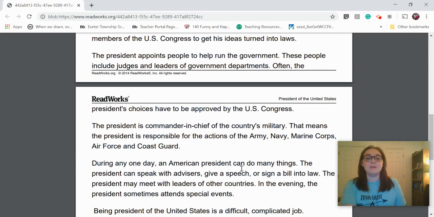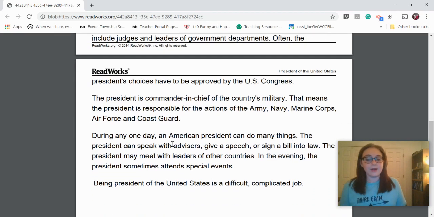The president is commander-in-chief of the country's military. That means the president is responsible for the actions of the Army, Navy, Marine Corps, Air Force, and Coast Guard. So obviously, he is not currently fighting in the military. Now, some presidents have fought in the military as well. However, he is obviously in the White House, but he is responsible for telling them what to do. So he's the one who tells them if they need to go somewhere or come and help with something or something like that. So that is part of what his job is.